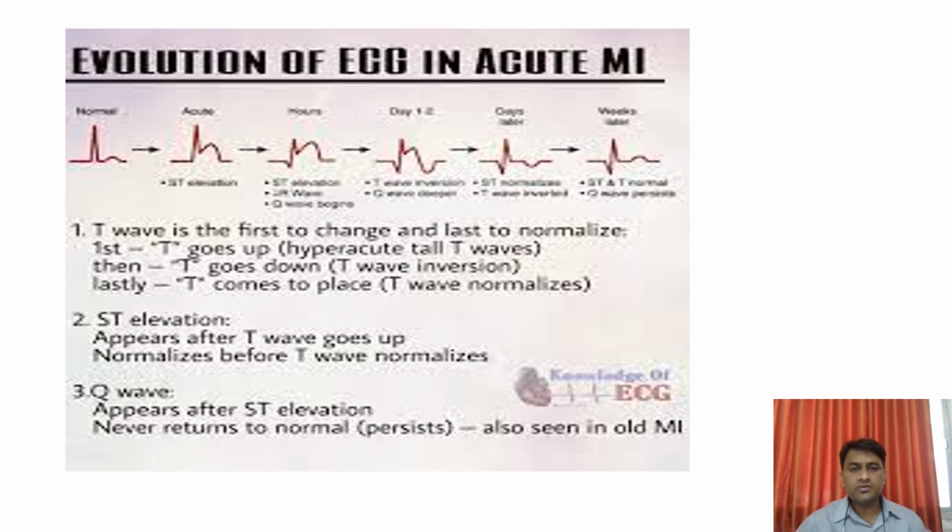That is the hyperacute tall T wave. Then the T wave goes down, T wave inversion. And lastly the T wave comes to place. It is T wave normalized. Hyperacute T wave, inversion, and lastly it comes to place.